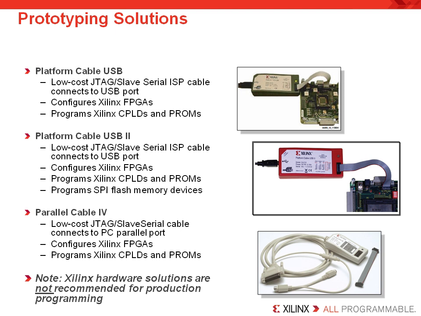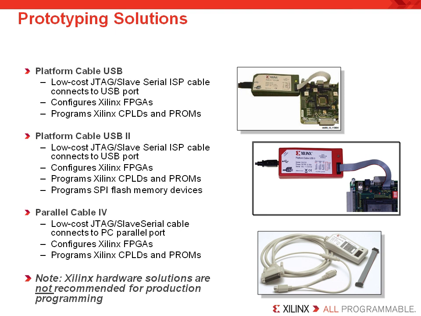These are the primary prototyping cables that Xilinx offers. The platform cables are the most popular cables. Both the Platform USB and the USB 2 cables attach to your computer's USB port and can be used to configure Xilinx FPGAs, as well as program Xilinx CPLDs and PROMs. They are serial download cables and support downloading designs with the iMPACT utility and debugging with the ChipScope Pro Analyzer, as well as other utilities. But note that the big difference between the two platform cables is that the USB 2 cable supports programming SPI flash memory devices as well.